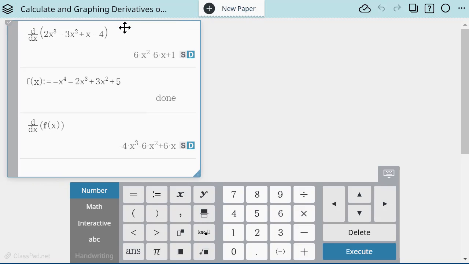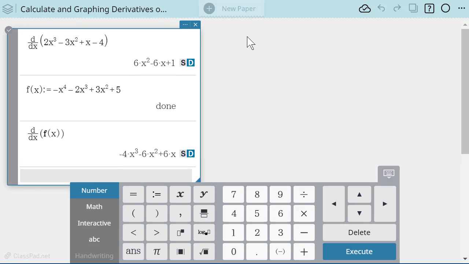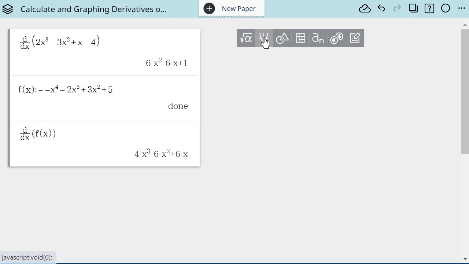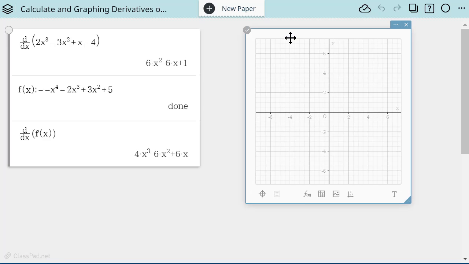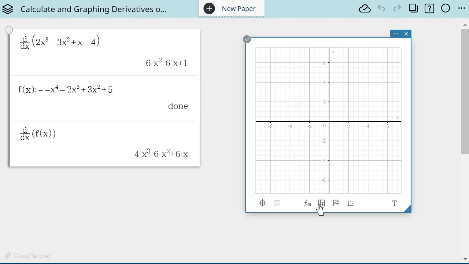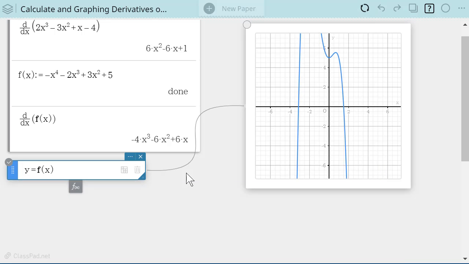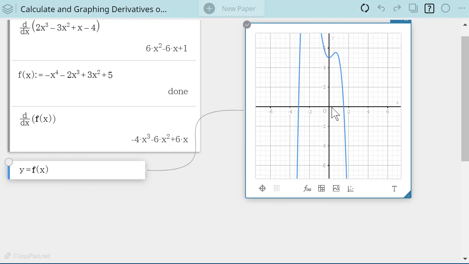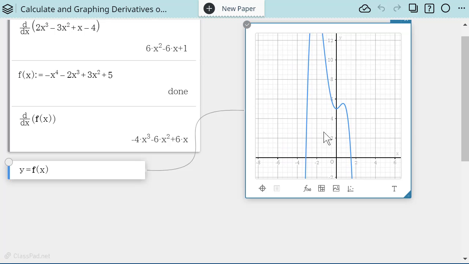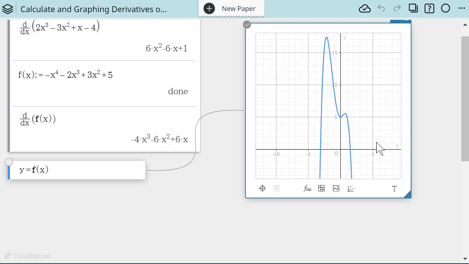Now that we have the derivative, let's talk about graphing. I could go over to graphs. We're going to do the Graph sticky. And since we already have this defined function here, I could say let's graph f of x. So y equals f of x. And it's going to show me the graph here. Let's pull it down so we can see it a little bit. Zoom in a little bit. There's my graph of f of x.